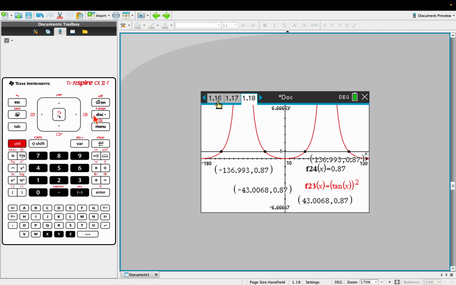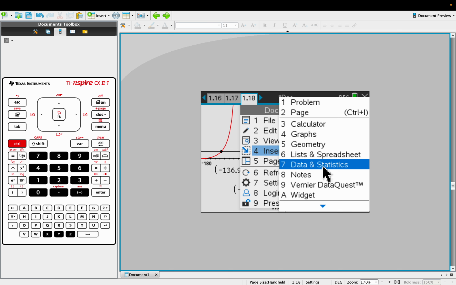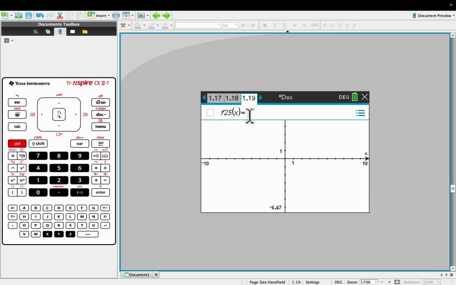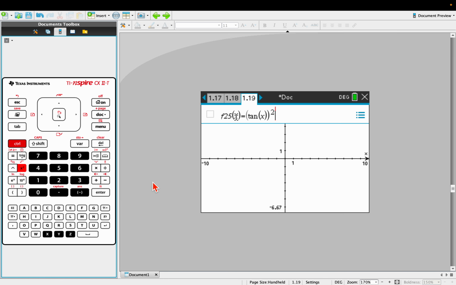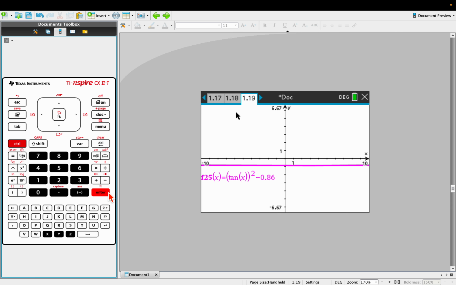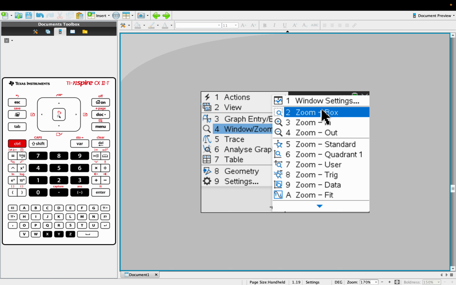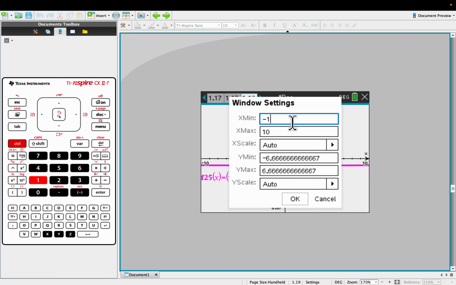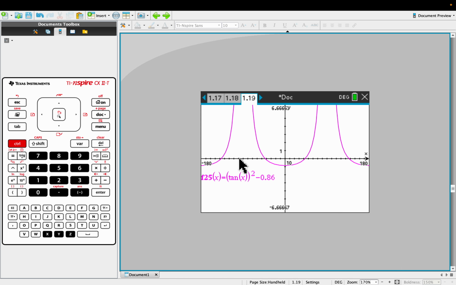What we could do then is insert a new graph, and this time instead of plotting tan squared in two different graphs, plot one graph. So this is tan of x all squared, subtract 0.86, and now we're looking for the zeros of this graph. Menu, window zoom, window settings, negative 180, tab, 180, tab, enter. And can you see, look, 1, 2, 3, 4 zeros. And of course, menu, analyze graph, zero.